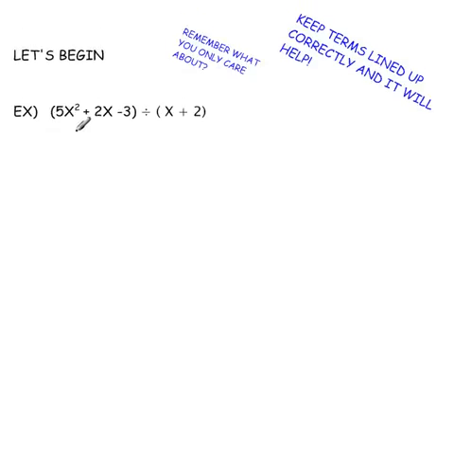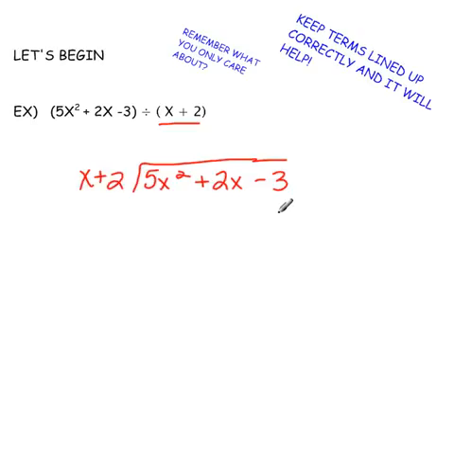We got our first problem. We have 5x squared plus 2x minus 3, and it's going to be divided by x plus 2. Now we're going to keep it old school. We're going to take this binomial, put it on the outside and draw our little house, and we're going to put this underneath. So we have x plus 2 is going to go into 5x squared plus 2x minus 3.